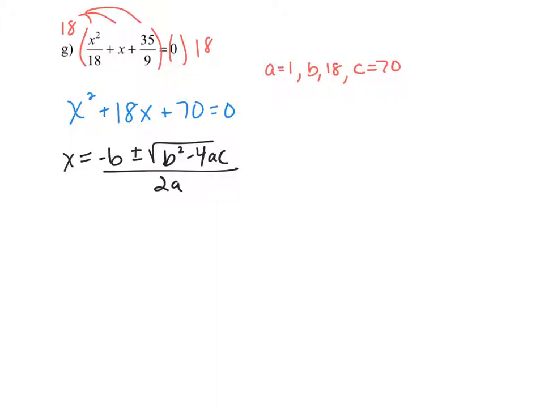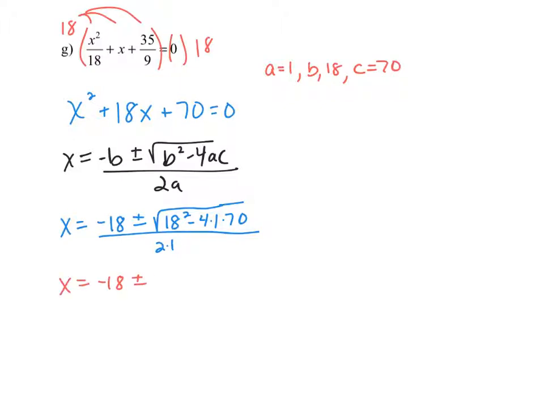And using those values for a, b, and c, 1, 18, and 70, we get x is equal to negative 18 plus or minus the square root of 18 squared minus 4 times 1 times 70, all divided by 2a, or 2 times 1. When we simplify this, we get x equals negative 18 plus or minus the square root of 18 squared, do the power first and multiply before you subtract to get 44, all divided by 2. Now the square root of 44 can be simplified.